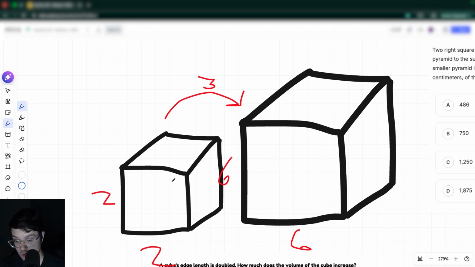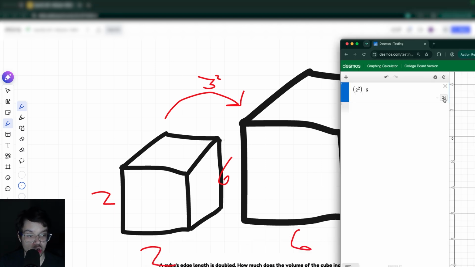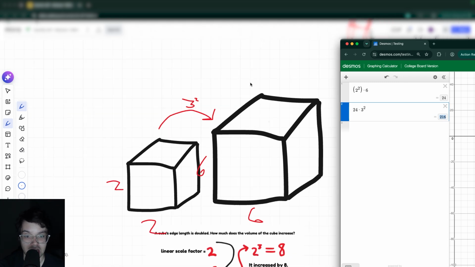If I found the surface area of this smaller cube, and I was trying to see what do I have to multiply it by to get to the bigger one, I would not just do 3, I would actually do 3 squared. So if we found that the surface area, actually I guess I can just find it. Okay, the surface area of the smaller one would be 24, so I can just go do 24 times 3 squared, and 216 would be the surface area of the bigger one.